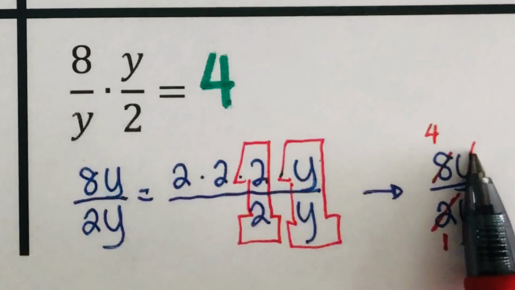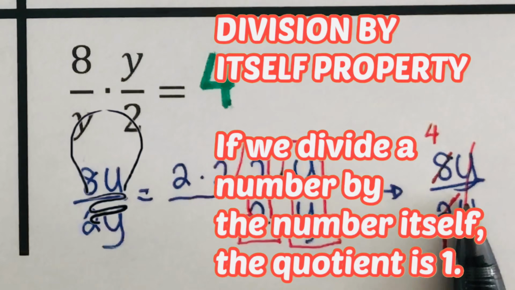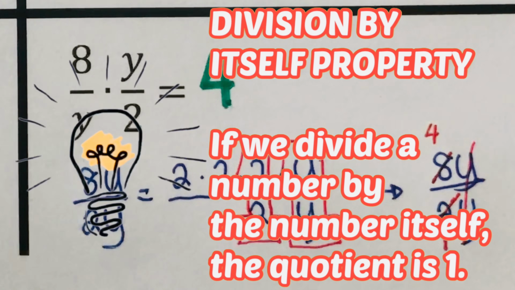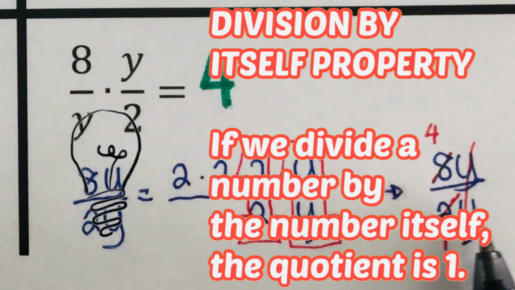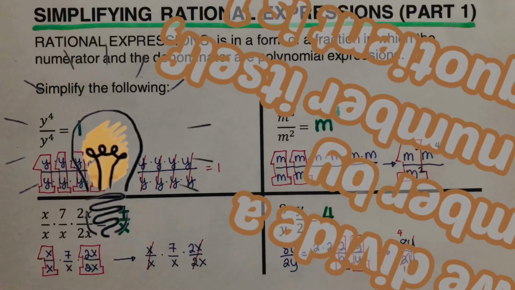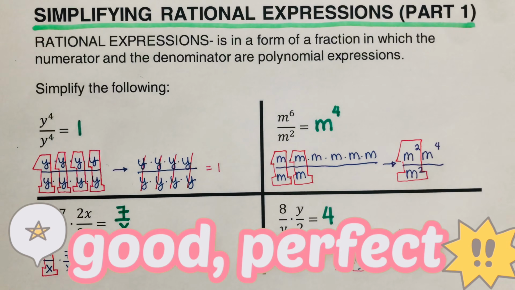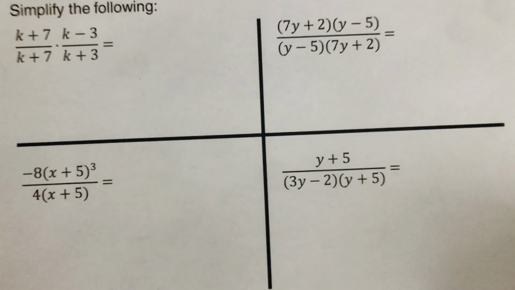Again, when we cross this out, it doesn't come out 0. But instead, we use the division by itself property, which states that if we divide a number by the number itself, then the quotient is 1. So the quotient here is 1 and not 0. Did you get the same answer as this 2 right here? Good. Perfect. Now let's move on to the next examples right here.